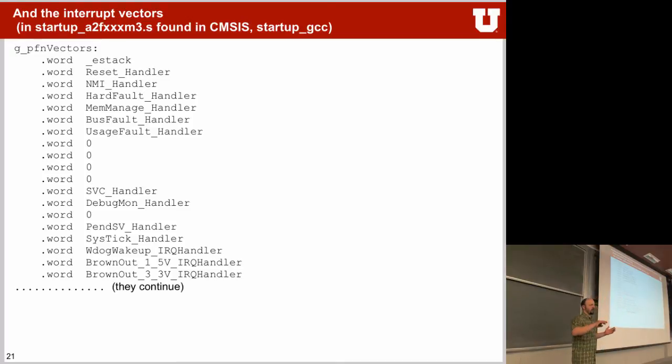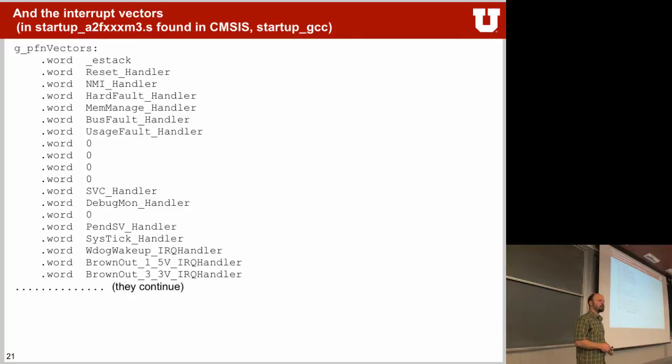If you look in your code, and actually find the file called startup_a2f_xxxm3.s, it's an assembly file where the interrupt vector is defined. It's defined as a list: the memory stack pointer, the reset handler for the reset interrupt, the NMI handler, hard fault handler, memory management, bus fault, usage fault, etc. This list goes on and on, with definitions of labels to functions that implement these particular interrupt handlers.